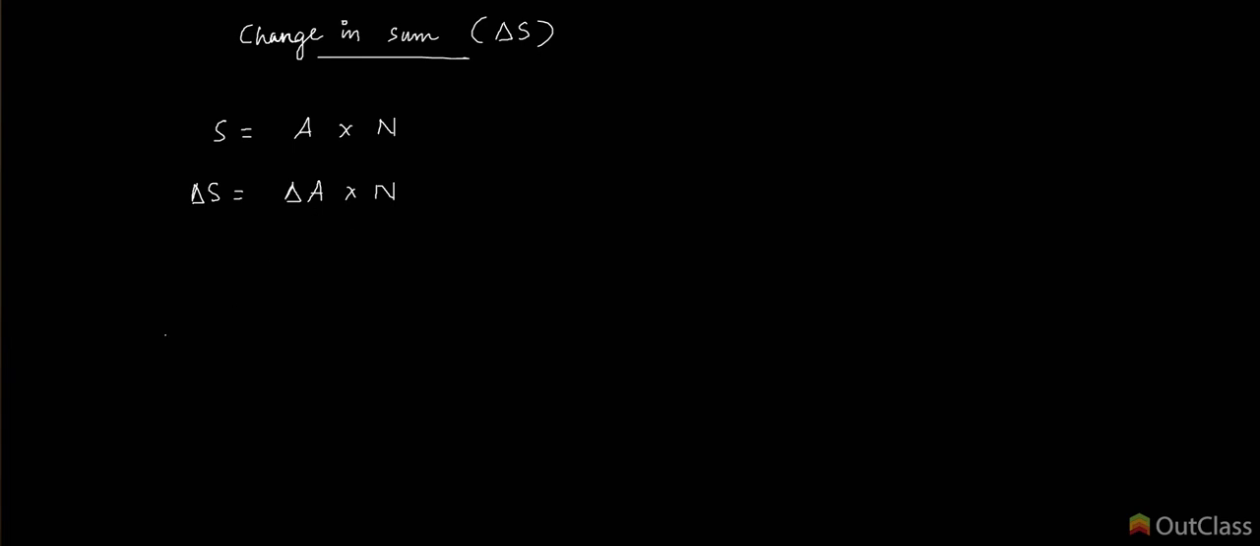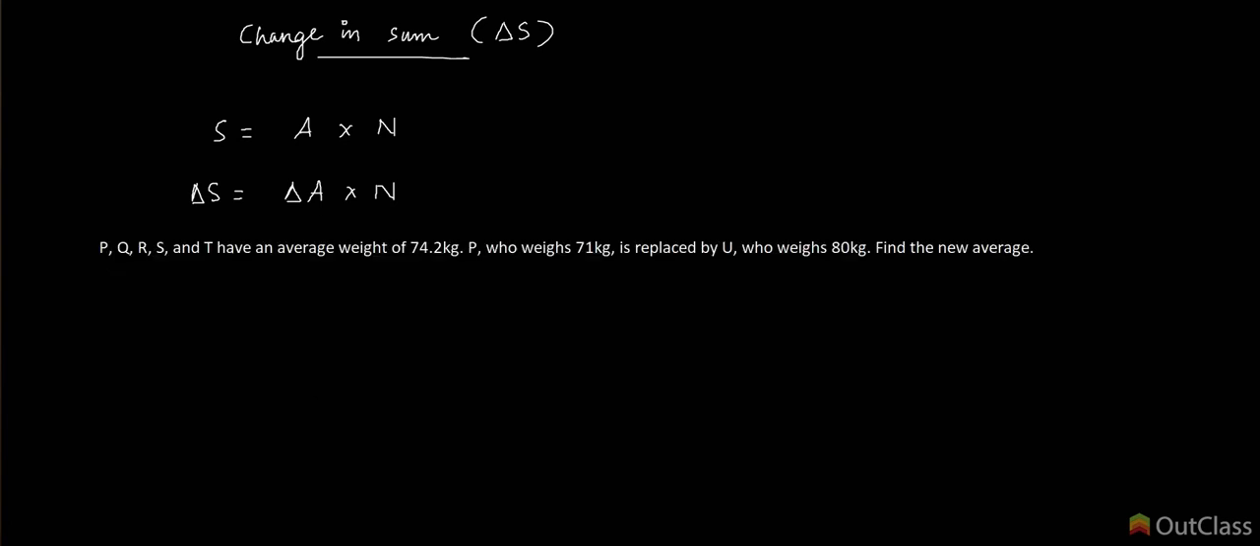If you're just brute forcing on a calculator, this doesn't really make a difference. Okay, let's see how this is used. Let's look at a simple question. Let's read the question. PQRST are 5 people. They have an average weight of 74.2 kg. P, who weighs 71 kg, is replaced by U, who weighs 80 kgs. Find the new average.